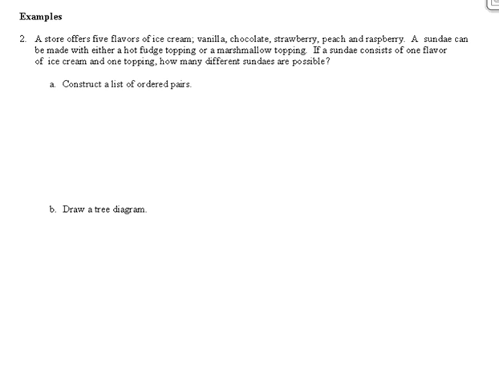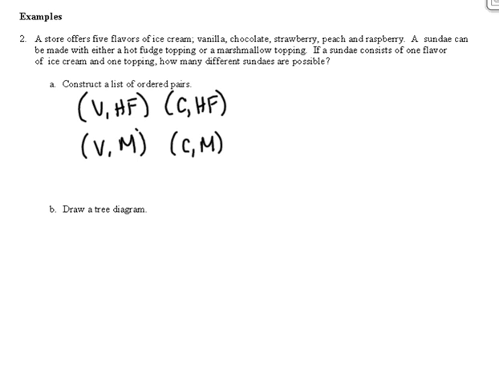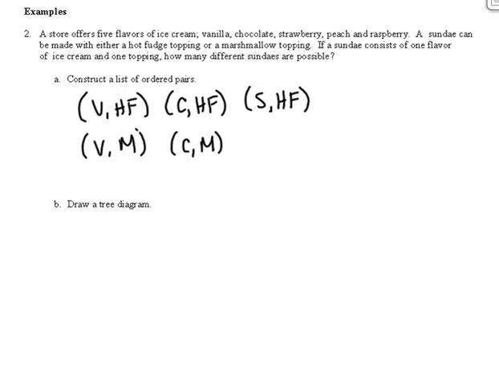So A asks us to actually list out our ordered pairs. So again, remember, we're choosing 1 ice cream flavor and 1 topping flavor. So we could have vanilla with hot fudge or vanilla with marshmallow. Chocolate and hot fudge, chocolate and marshmallow. Strawberry and hot fudge, or strawberry and marshmallow.